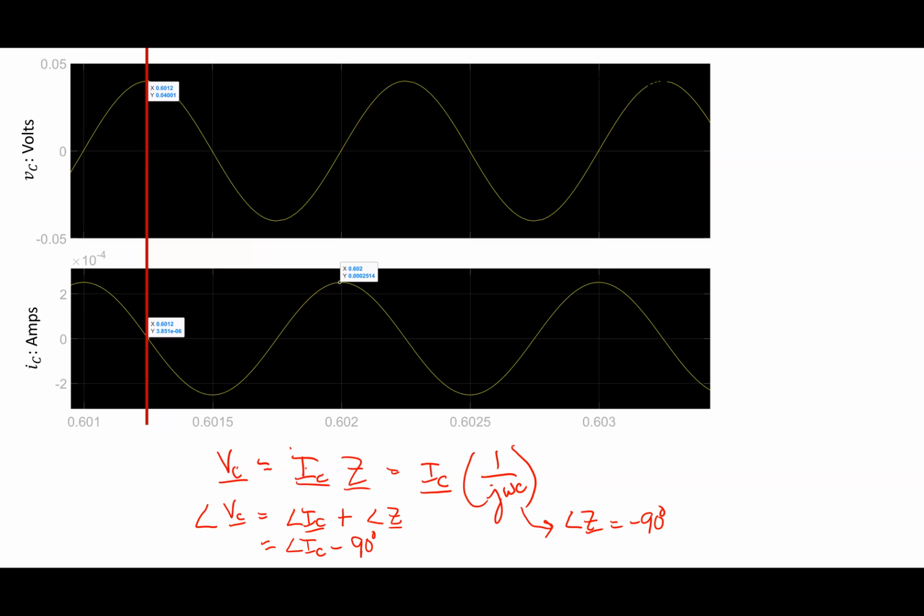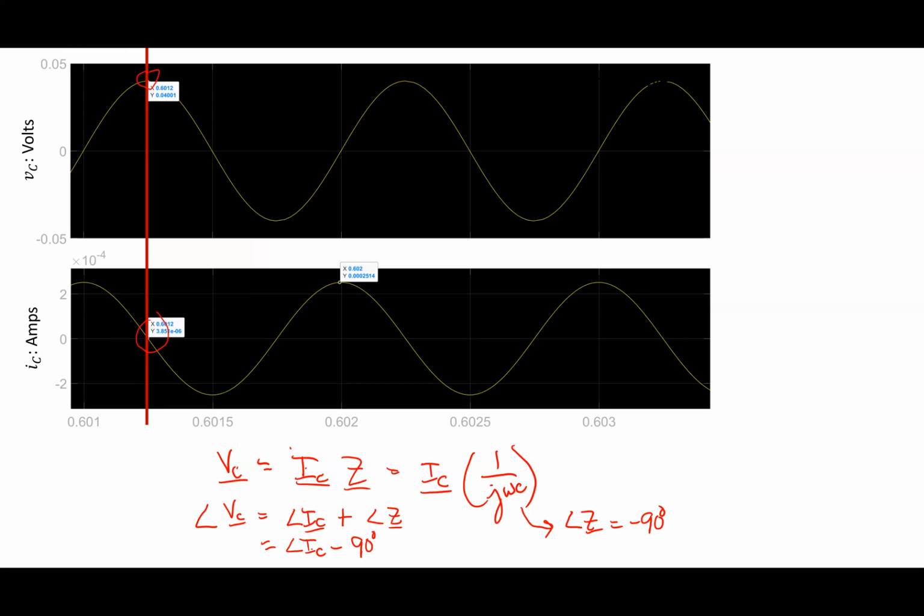So what does that mean in terms of the picture that I drew? The peaks and zeros are going to line up. There's a 90-degree shift between them. I looked at the peak of the voltage. When the voltage is at a peak, where's the current? It's at a zero crossing. There's a 90-degree shift between them.